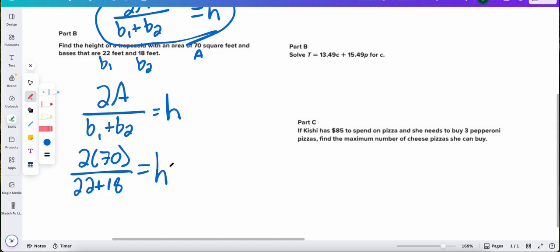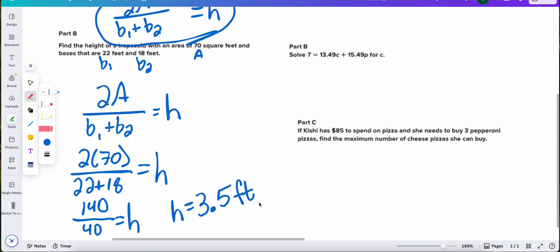Well, 2 times 70 is 140. And then remember, our fraction bar is like grouping, so we can go ahead and add that denominator, which 22 plus 18 is 40. So this is what we have now. So then I would take 140 divided by 40, which gets me that our height would be 3.5, and then our units would be feet. So that would be the height for that trapezoid with that area and those bases. Okay.